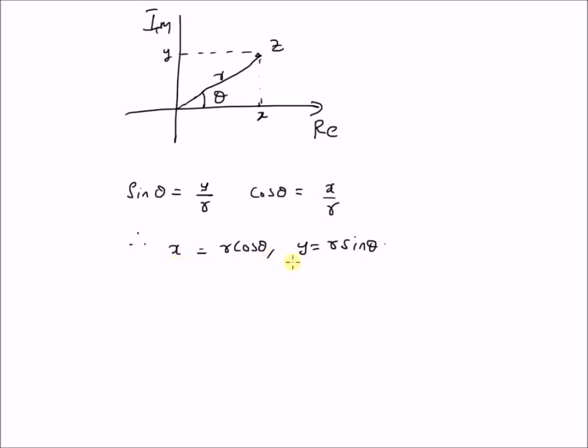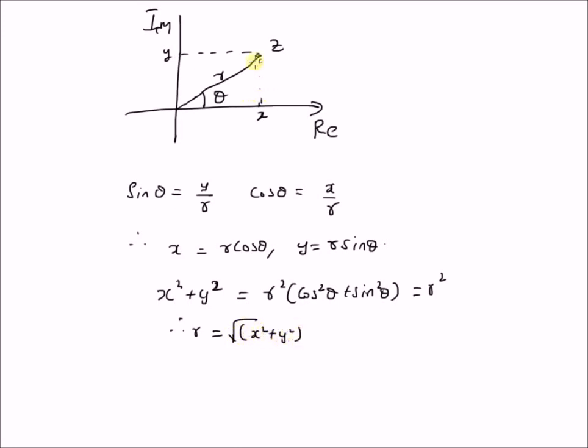By simply squaring the two equations, we have x square plus y square is equal to r square multiplied by cos square plus sin square theta, which is equal to r square. Therefore, r should be equal to the square root of x square plus y square, which can be easily seen as the Pythagoras theorem here. That is, r square is equal to x square plus y square.